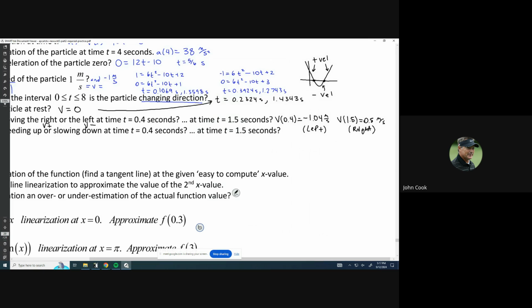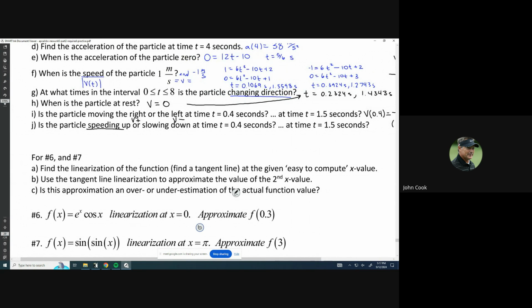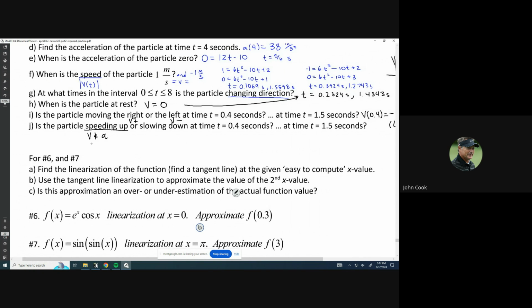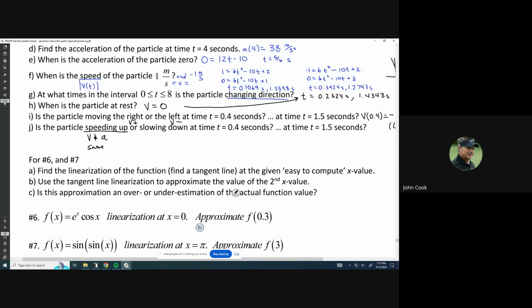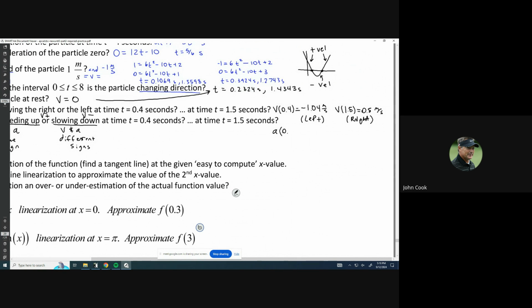Okay, next. At those same times, is the particle speeding up or slowing down? If a particle is speeding up, that means the velocity and the acceleration have the same sign, so they're either both positive or both negative. If the object is slowing down, it means the velocity and the acceleration have different signs, so one is positive and one is negative. We've already found the velocity for those times. The only thing we need to find is the acceleration at 0.4 and the acceleration at 1.5.